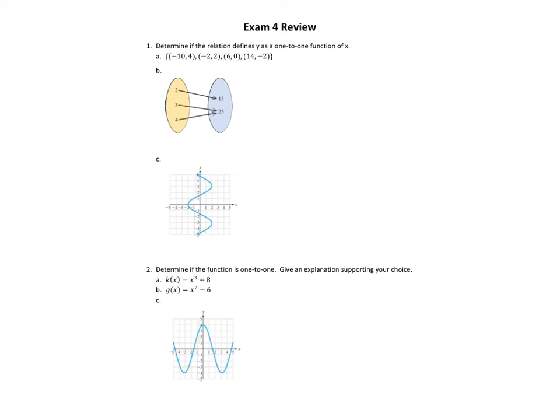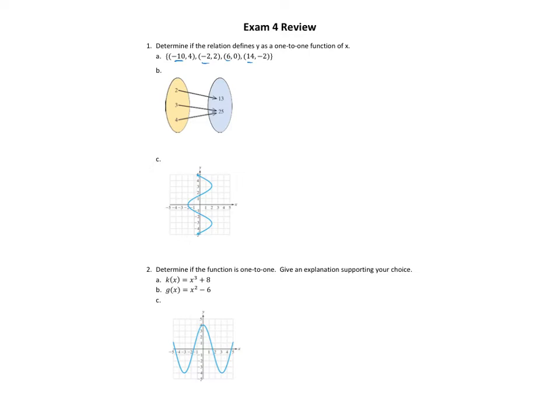So to determine if each relation defines y as a one-to-one function of x, first of all, to check that it's a function, we need to make sure that each input has a unique output. So I can see the inputs here are -10, -2, 6, and 14. And they each have an output that goes with them, so it is a function.